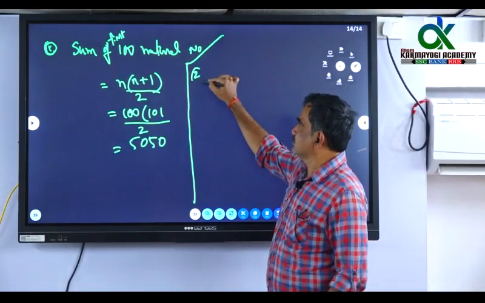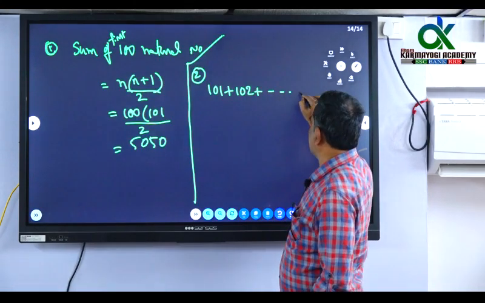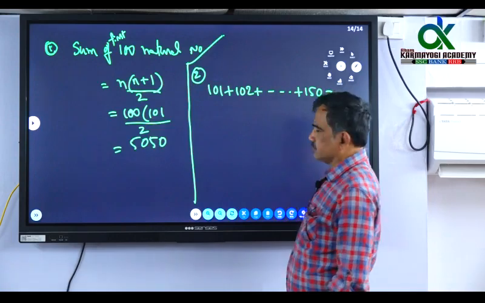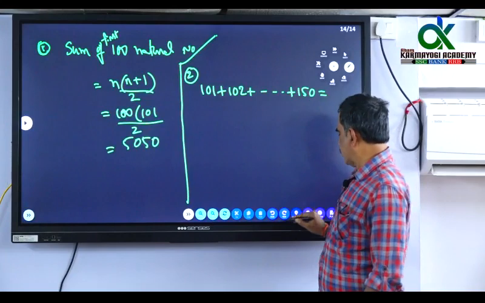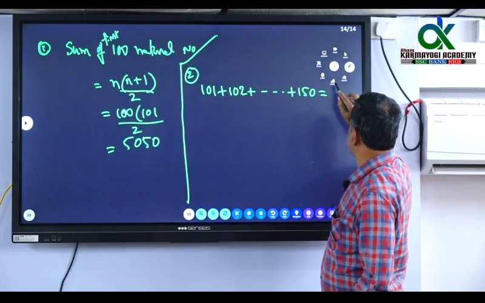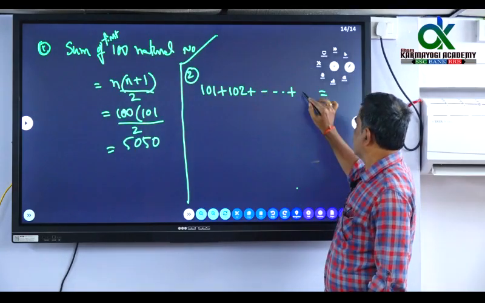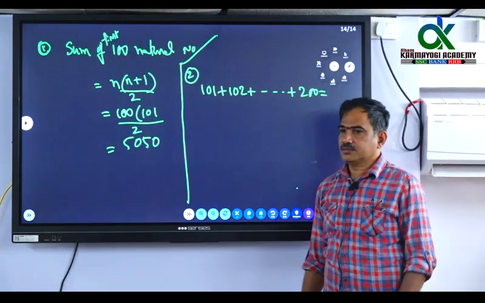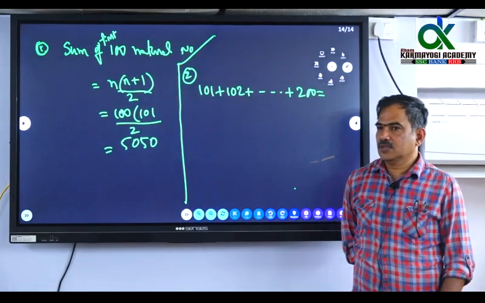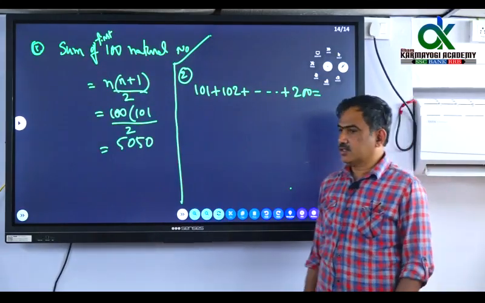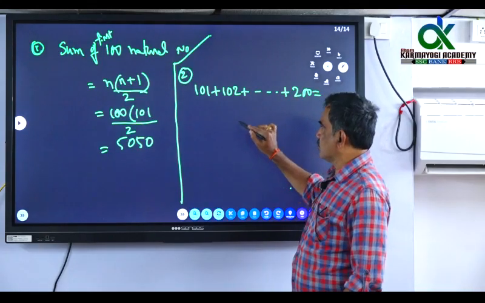Next, second one. What is 101 plus 102 plus and so on 150 is equal to how much? Or let it be 200. I want to make 200 to get the answer easily. What is sum of the numbers from 101 to 200? Here this question can be solved in two ways. Number 1, two methods are there to solve this question.